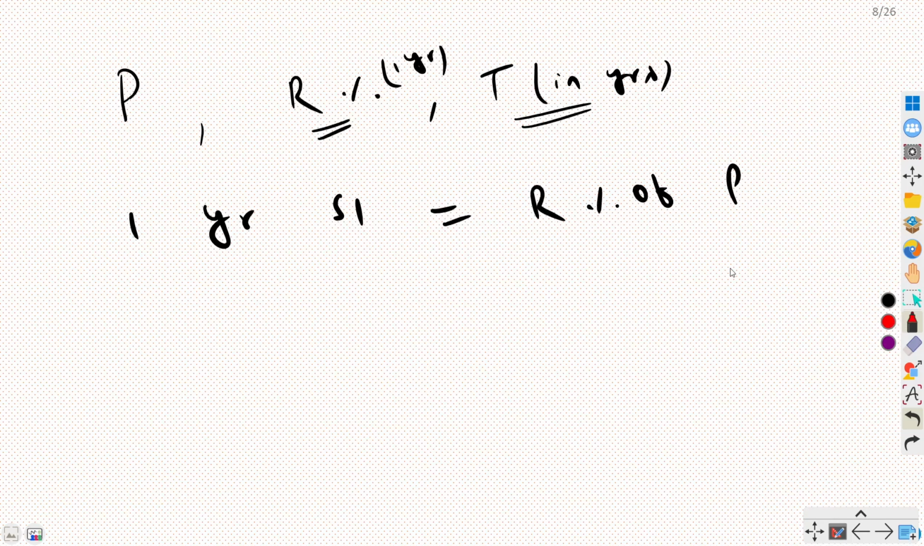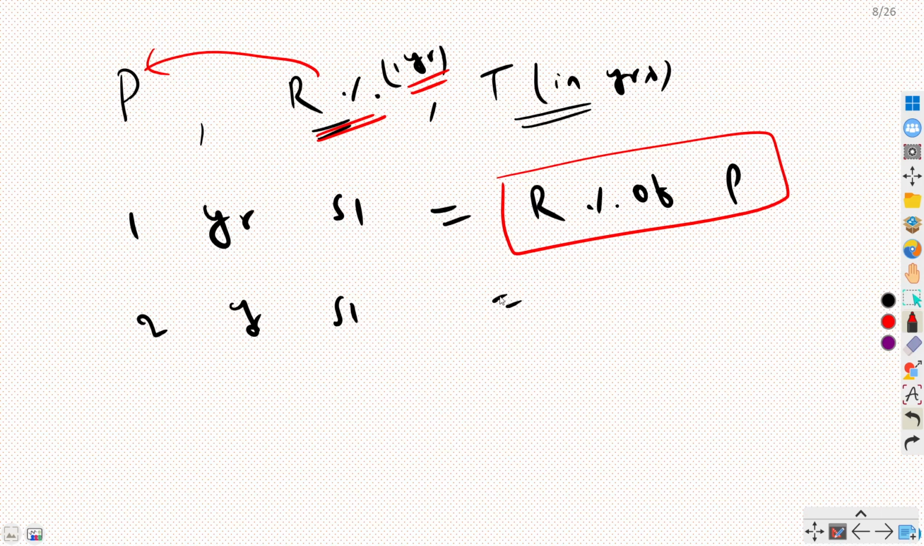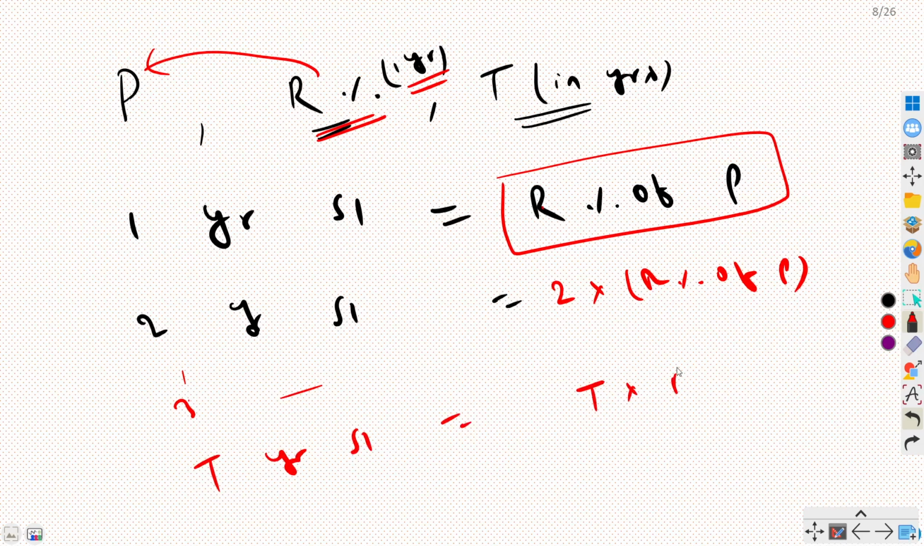Because that is what the definition is. R% interest is charged for 1 year on P. So what will be the interest of 1 year? R% of P. What will be the interest of 2 years? 2 year SI would be, now as I have told you, this value is not going to change, right? So you can simply multiply 2 into this value, 2 into R% of P. Similarly for 3 years, 4 years and all you can do. So for T years simple interest would be T into R% of P, right?